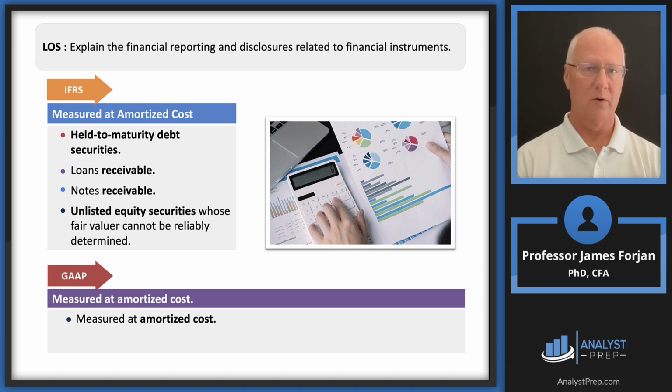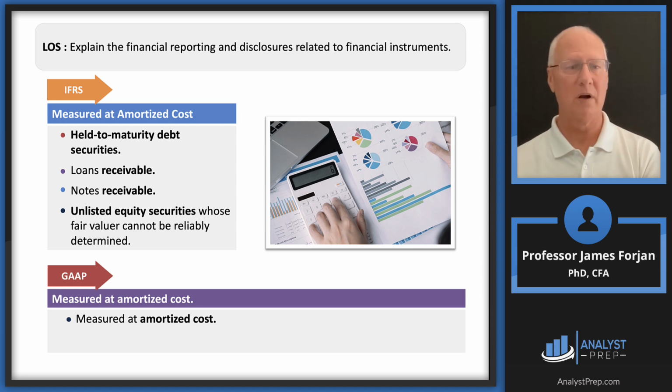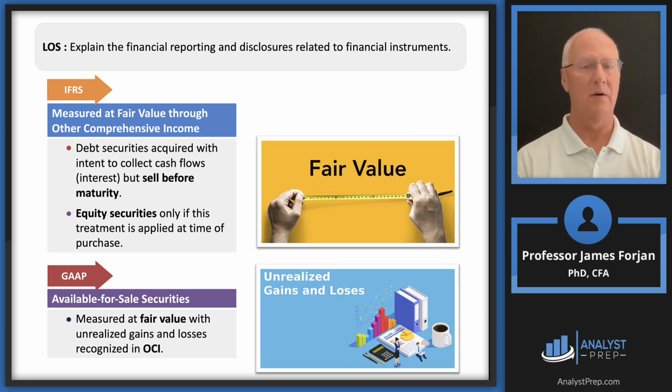Now, according to the international rules, measured at amortized cost, so there we go, held to maturity debt security. So a loan, that's debt. Notes receivable, that's debt, really. And then an unlisted equity security, I'm not really sure, so is that private? Does that mean it's a private company? Does it mean that it used to be a private company, then it was a public company, and now it's a private company? I can't imagine the Institute would mention unlisted equity securities. And then GAAP, those are the same things down there at the bottom.